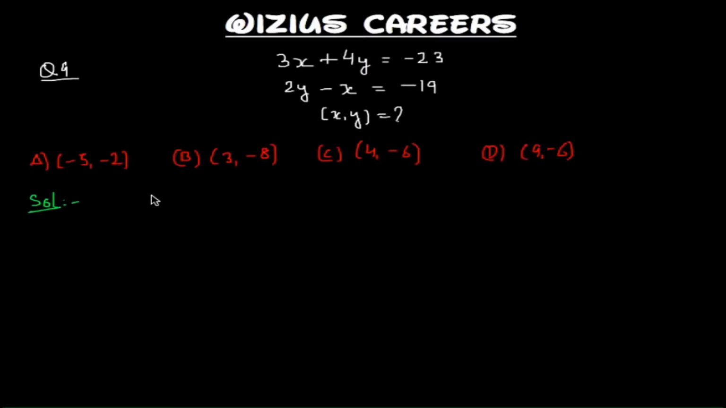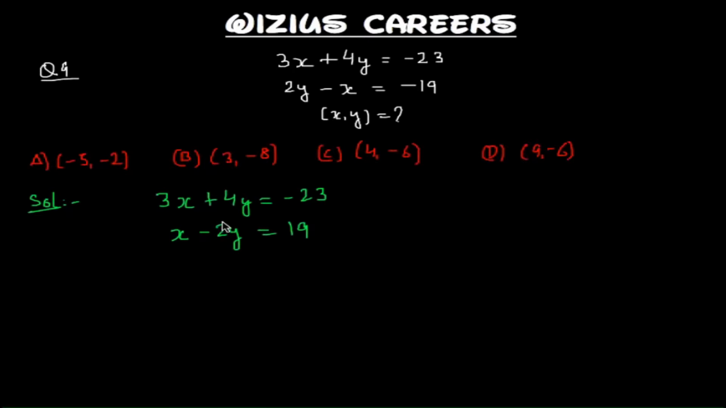One of the simplest ways, and the first that comes to a student's mind, is to solve the two equations the regular way we approach it in school. So the first equation is 3x plus 4y equals negative 23. The second equation can be written in a better way as x minus 2y equals 19. We have multiplied the whole equation by a negative.